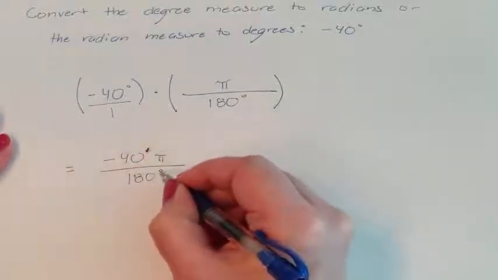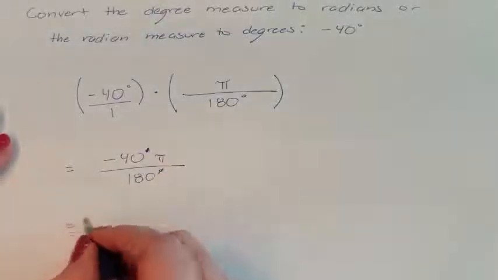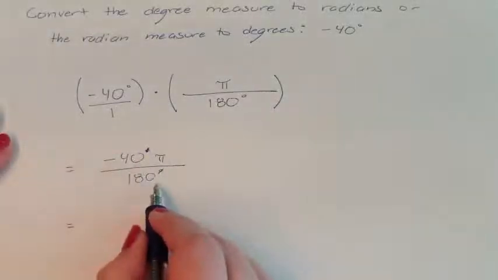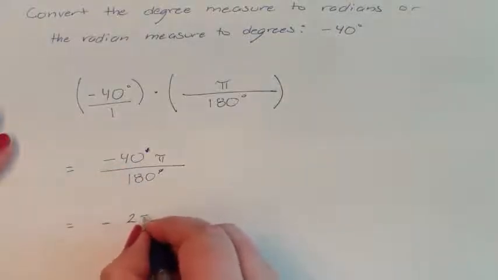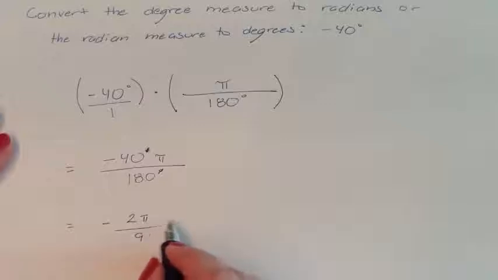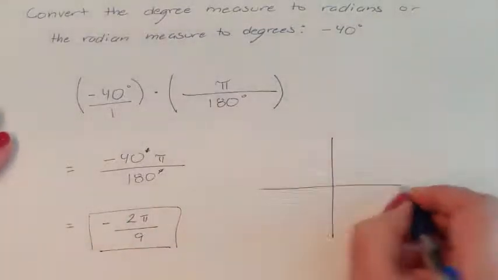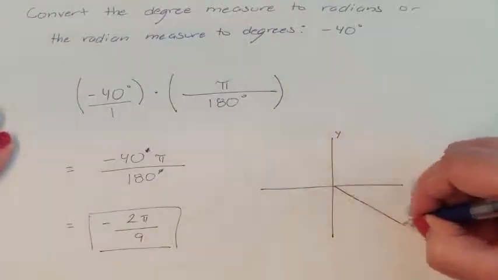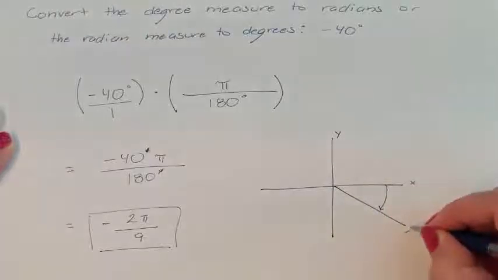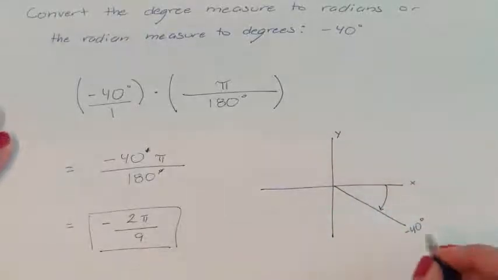Units of degrees divided by units of degrees cancel each other out, so I just have negative 40 pi all over 180. You need to simplify negative 40 over 180. So I have negative 2 pi all over 9. Because there's a pi, it's assumed that this is the radians measure. So here is my xy axis. Negative 40 degrees was about here. So this is the location to find negative 40 degrees. It's also the same location for negative 2 pi all over 9. So that's the degree and radians location for this particular line.